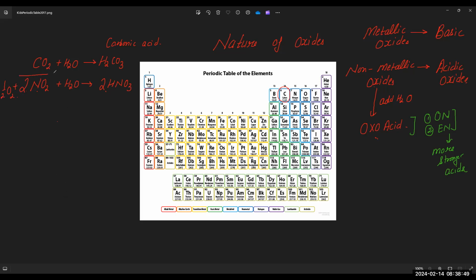What type of oxide is this? Non-metallic. Which one is more non-metallic oxide? CO2 or NO2? NO2. So which one is stronger acid? HNO3 is the stronger acid.